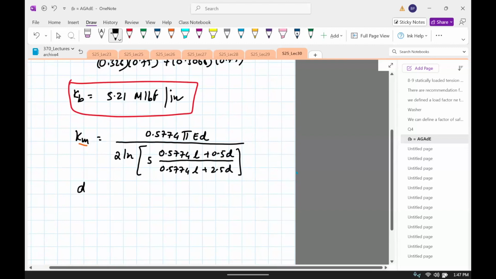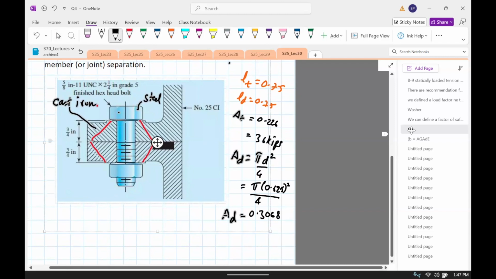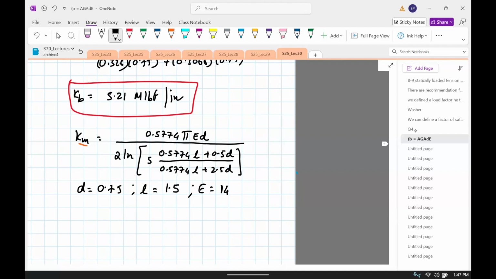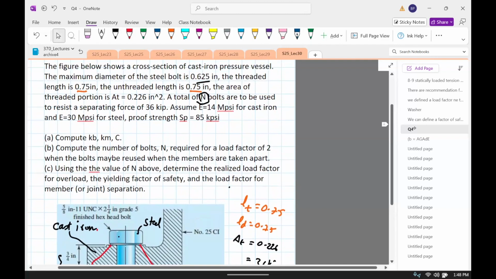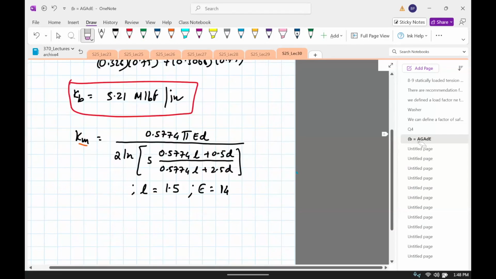Okay, in this formula, D is 0.75 and L is, I think, the length, it's also the thickness, which is 1 point. Here, L is this 1.5, the sum of the two. Okay, what else? E. E is gray cast iron. Cast iron has an E of 14 MPSI. Second. So my bad. This is length 6.625. This should be 0.625.